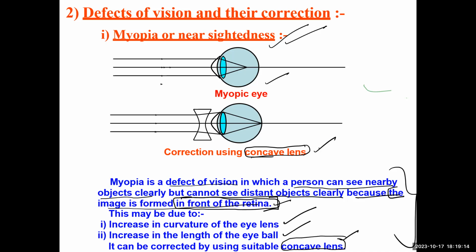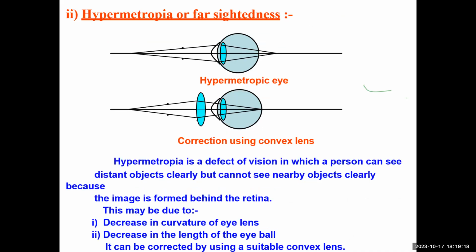This is about the myopia disease, a defect of the eye. The next one is hypermetropia. What is hypermetropia? Hypermetropia is also called far-sightedness. This is how the hypermetropic eye looks. The hypermetropia eye correction can be done with the help of a convex lens.